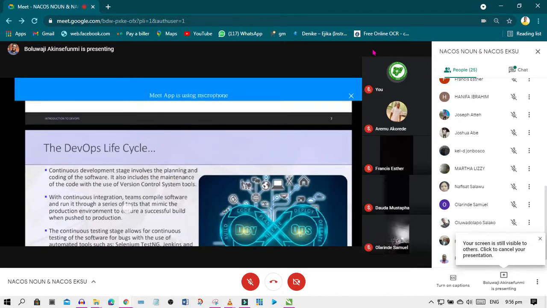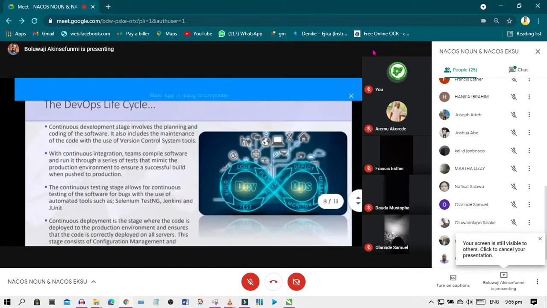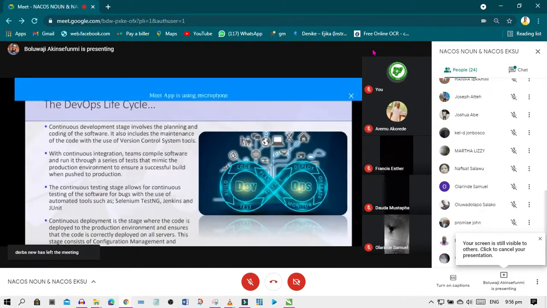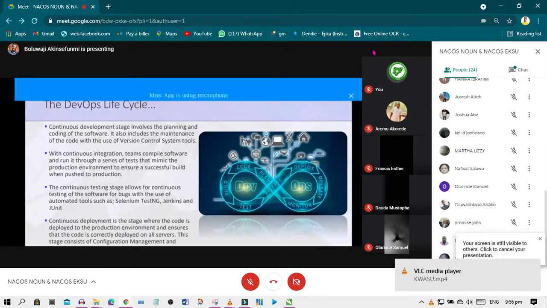Now going down to the continuous testing stage. Continuous testing allows for continuous testing of the software for bugs with the use of automated tools such as Selenium, Jenkins, and JUnit. The testing stage is where you make sure that this particular software is free from bugs and there is no sort of error. And if maybe an error is found, we are all humans, and the developers working on some of these stages are also humans that are prone to error and prone to make mistakes as well.